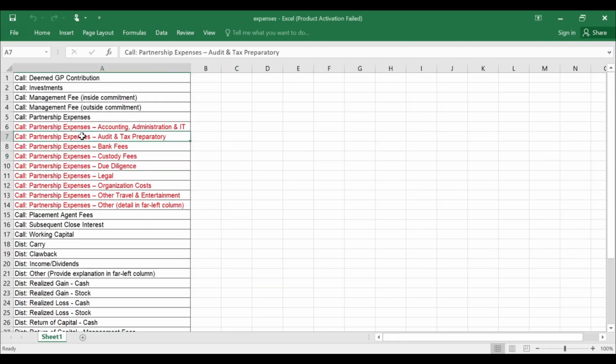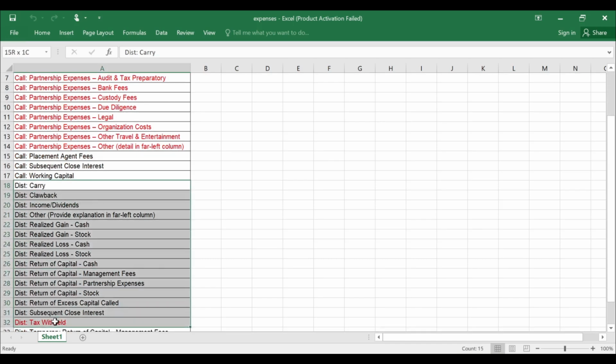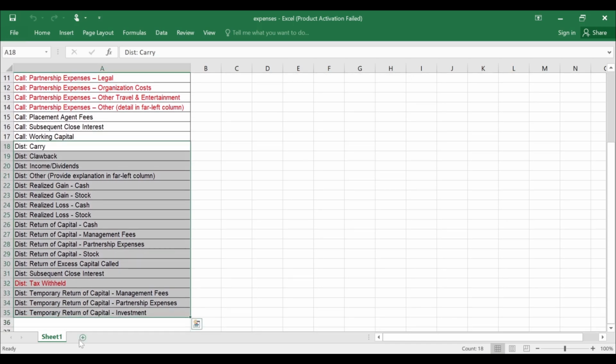So this is your list of expenses. Call means organization cost, legal, due diligence, custody, bank, audit, tax, accounting, other. So at the time of distribution, the other expenses come into picture. See this. Capital call, stock, partnership expenses, management fees. Means at the time of return of capital. So loss of investment. So if you see any loss as such, you need to charge those expenses also.